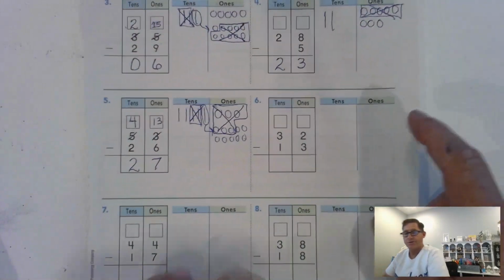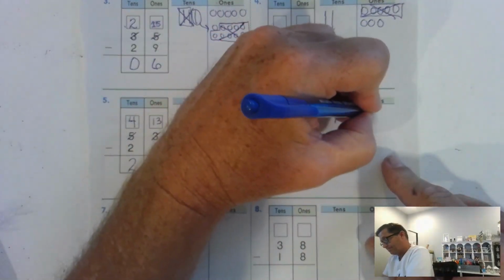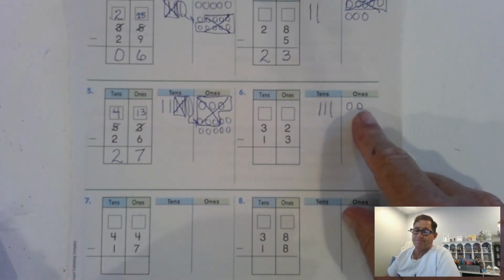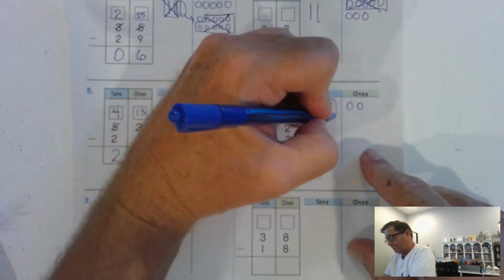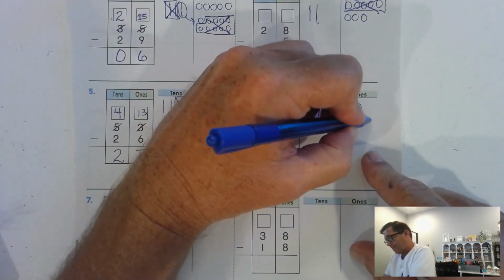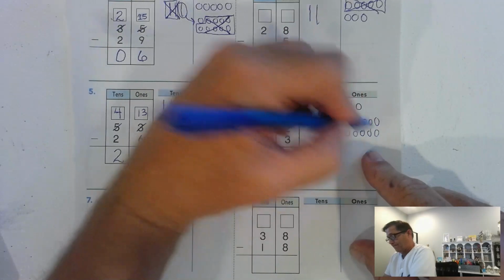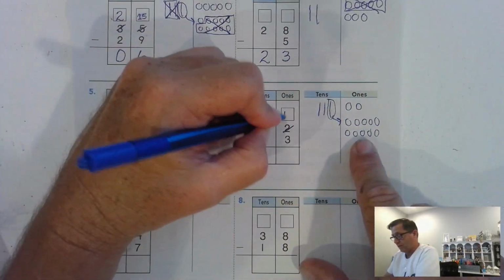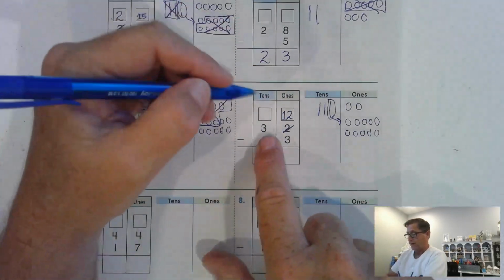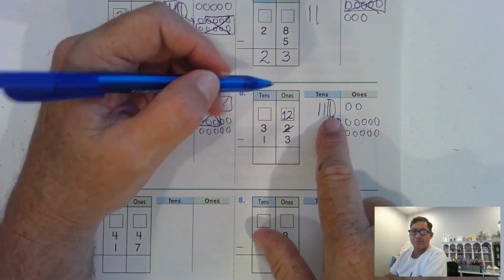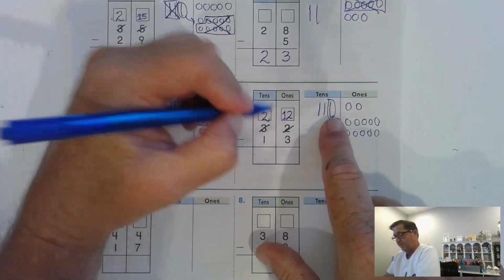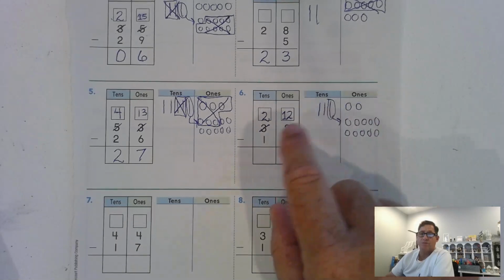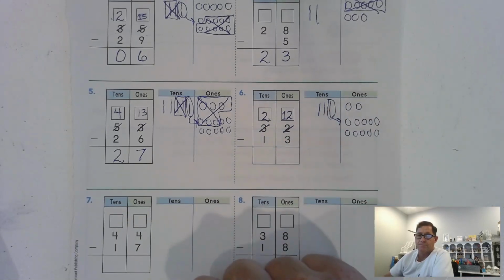Number 6, 32 minus 13. Can I take 3 from 2? No, so we're going to regroup. So we are going to have to cross out the 2 ones. So now I have 12 ones. But I don't have 3 tens anymore because I regrouped one of the 3 tens. So I have 2 tens and 12 ones, which is equal to 32.